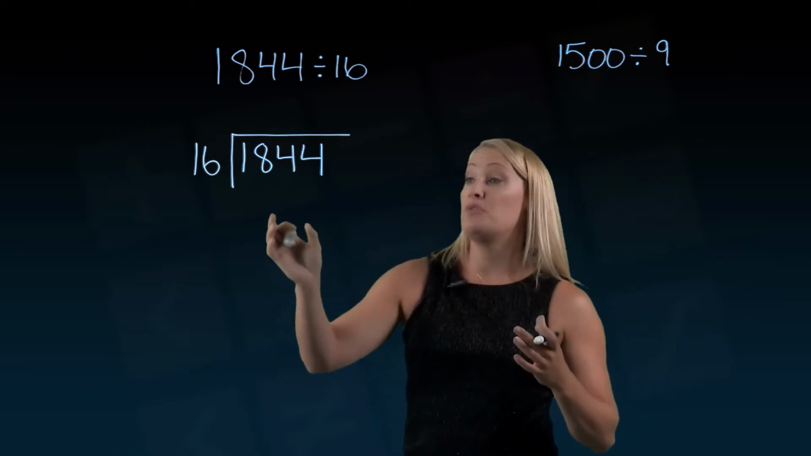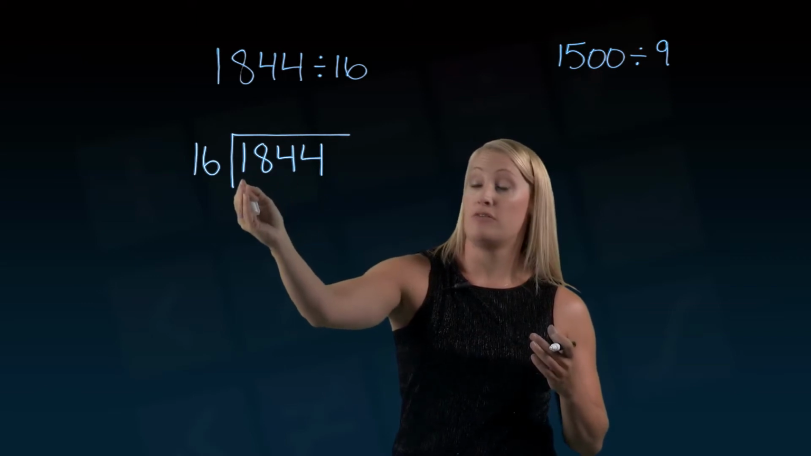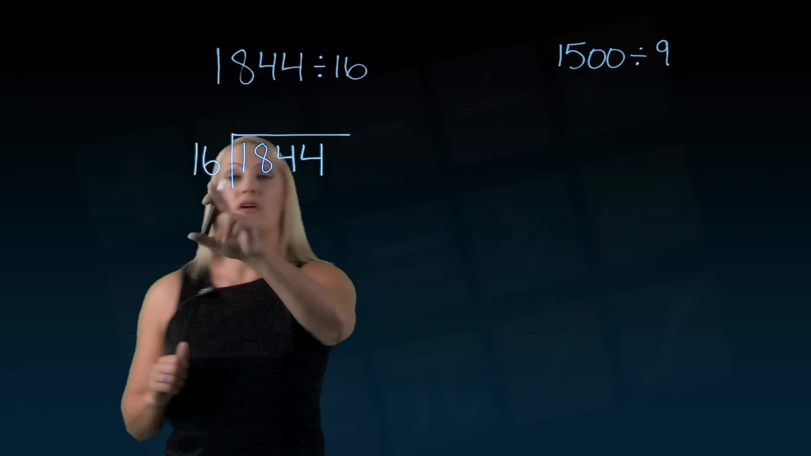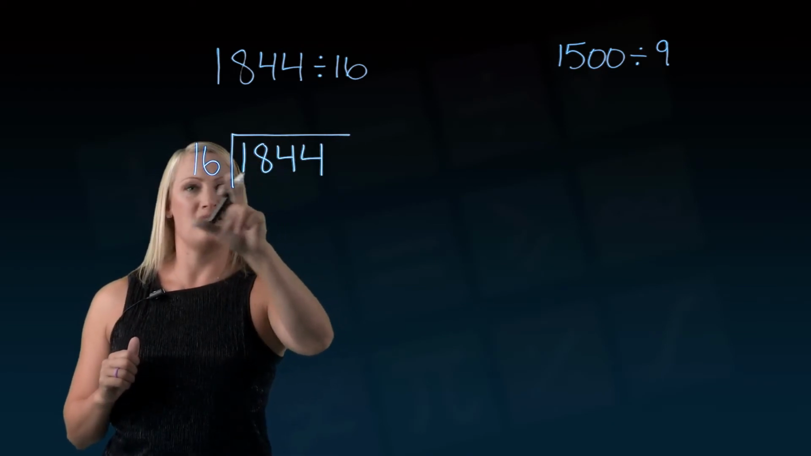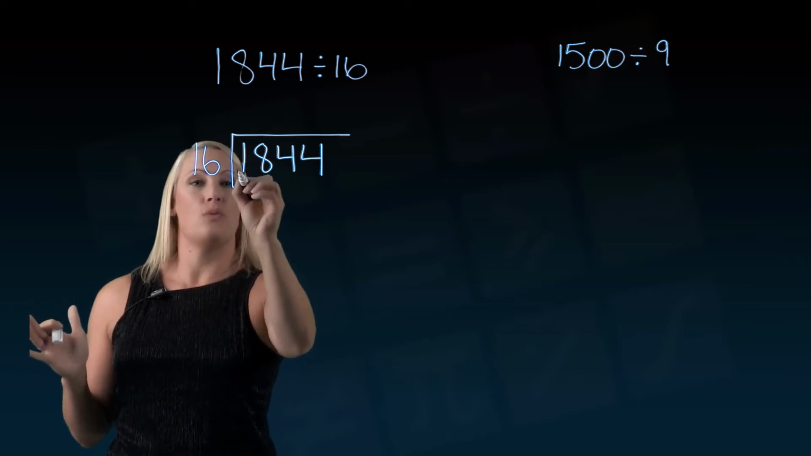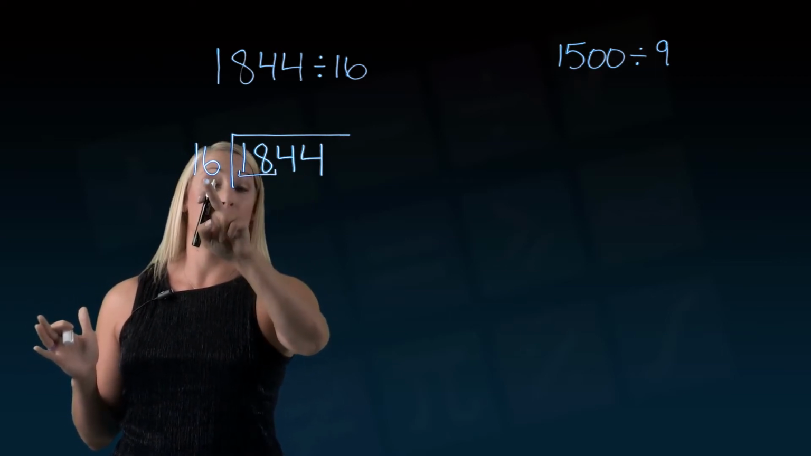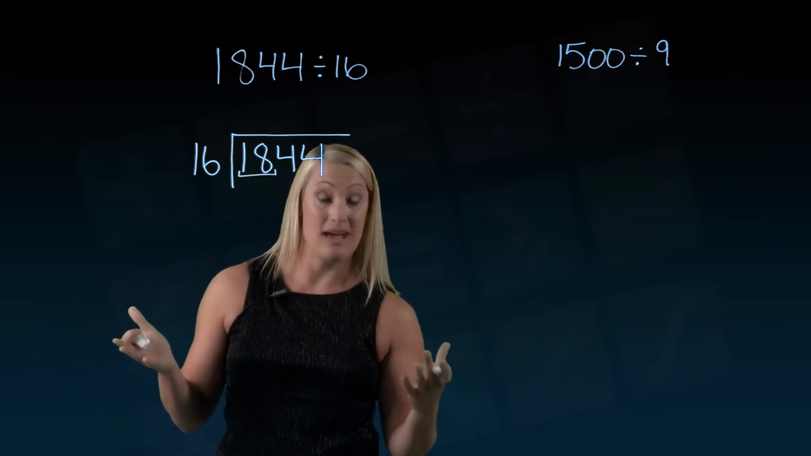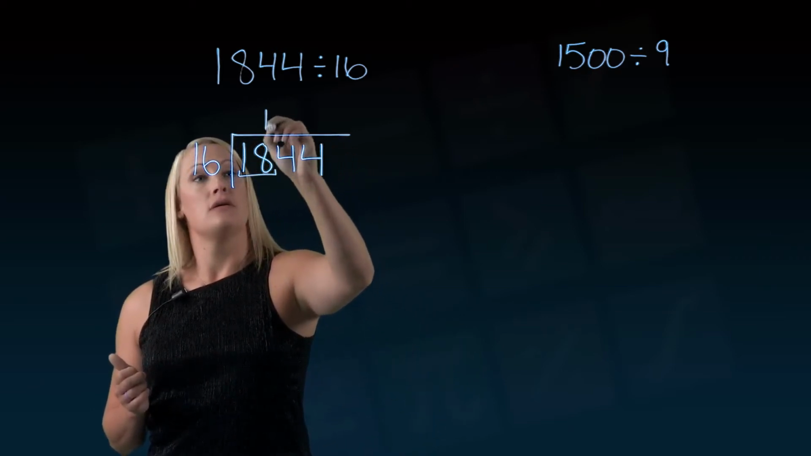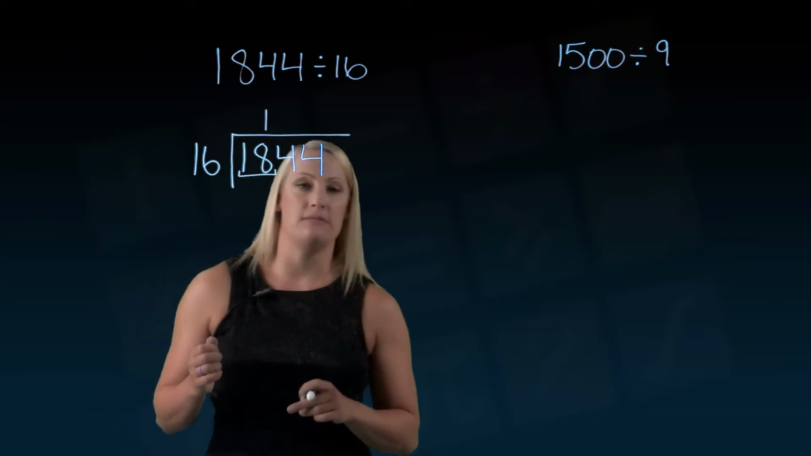Now what we're going to do is we are just going to work through this number from left to right with our 16. So we are going to take a look at the first number, and we're going to say, does 16 go into 1? No, it can't. So I need to make this 1 bigger, and I'm going to say, okay, well, what about 16 going into 18? Can we do that? We can. 16 goes into 18 once. I'm going to put the 1 right at the end of that 18.